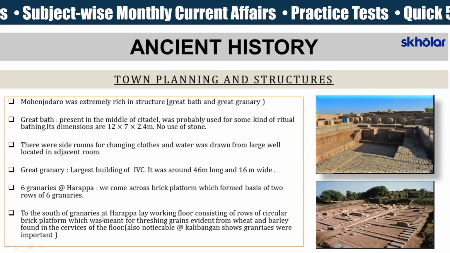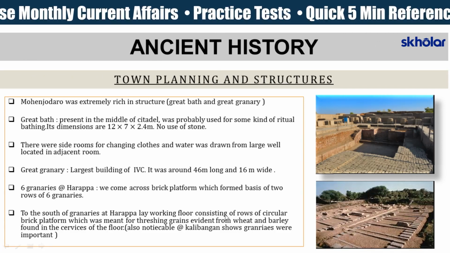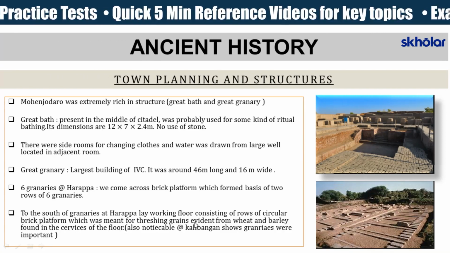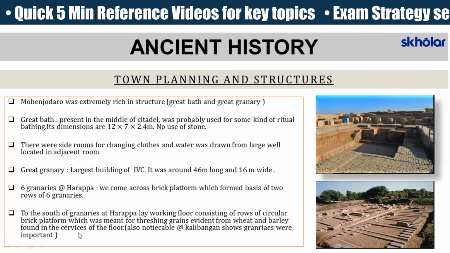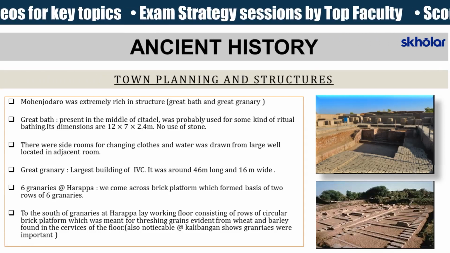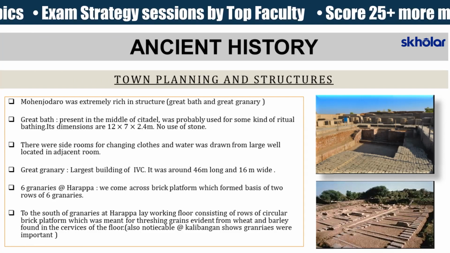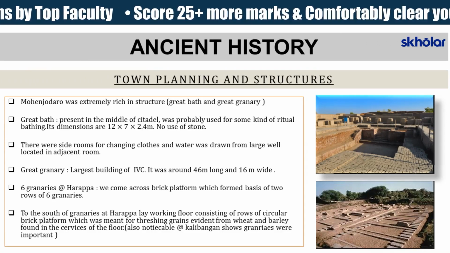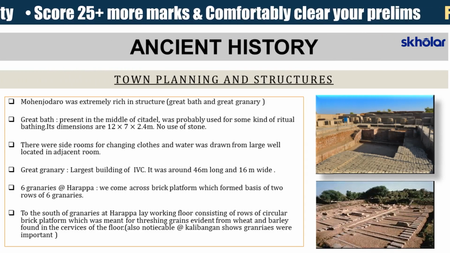To the south of granaries at Harappa lay a working floor consisting of circular brick platforms which were meant for threshing grains, evident from the wheat and barley found in the crevices of the floor. Now what are these crevices? These crevices are the openings, that is the cracks in the floor from where we have found wheat and barley. So that is how we have concluded that these circular brick platforms were meant for threshing grains.